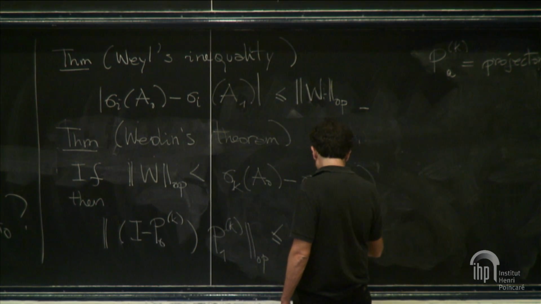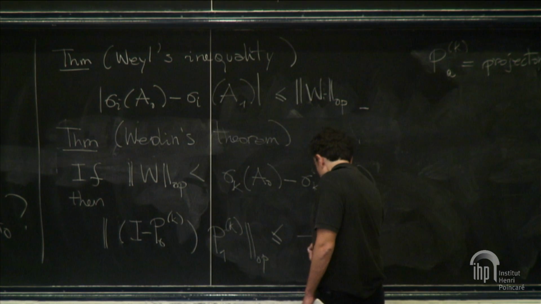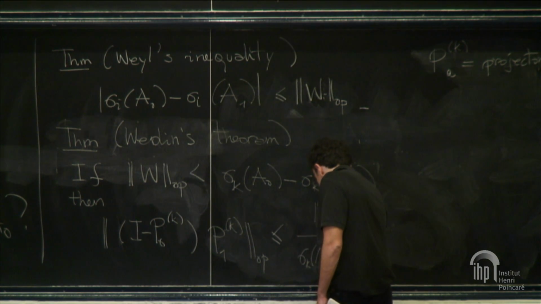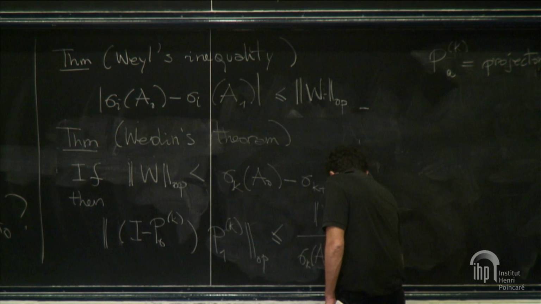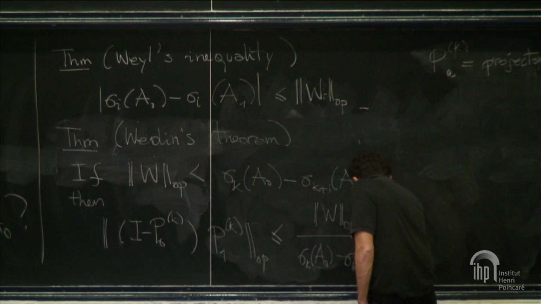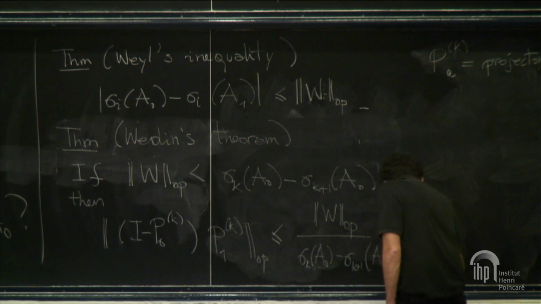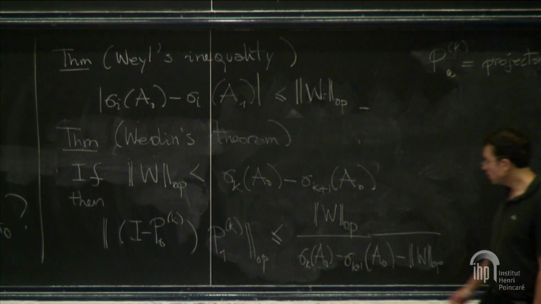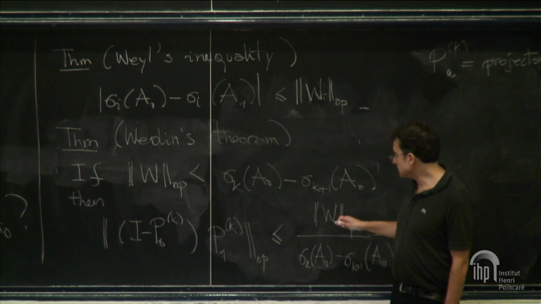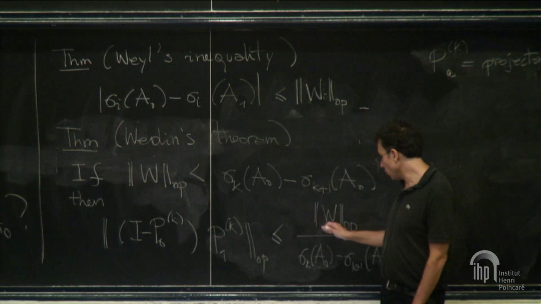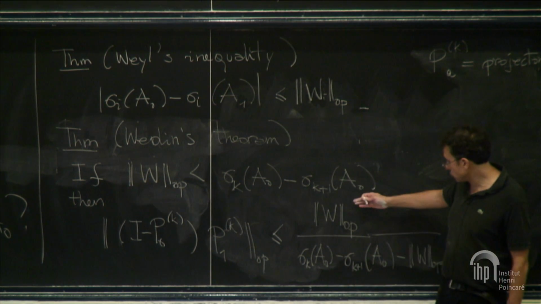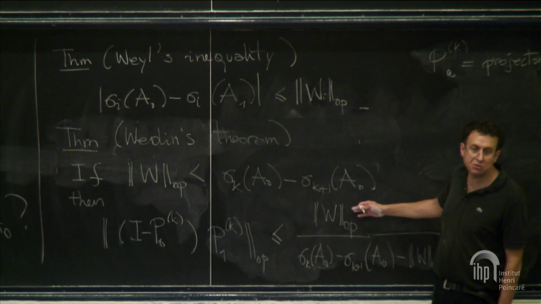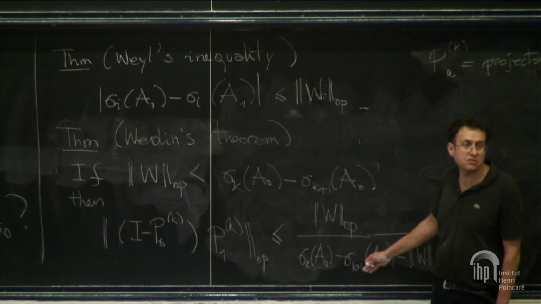This is less than the operator norm of W divided by the gap. So it says that if this perturbation is small, this distance is small. And what matters really in this expression that I gave you here is the ratio between the size of the perturbation and the size of the gap.